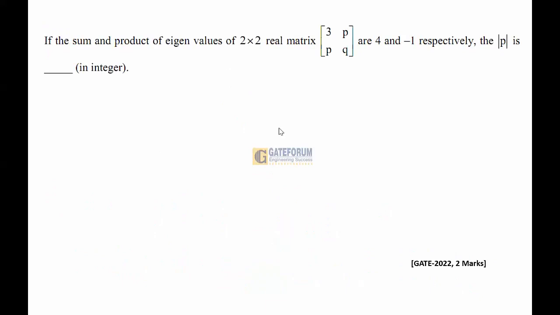The question is, if the sum and product of eigenvalues of a 2 cross 2 real matrix [3, p; p, q] are 4 and minus 1 respectively, then mod p is.